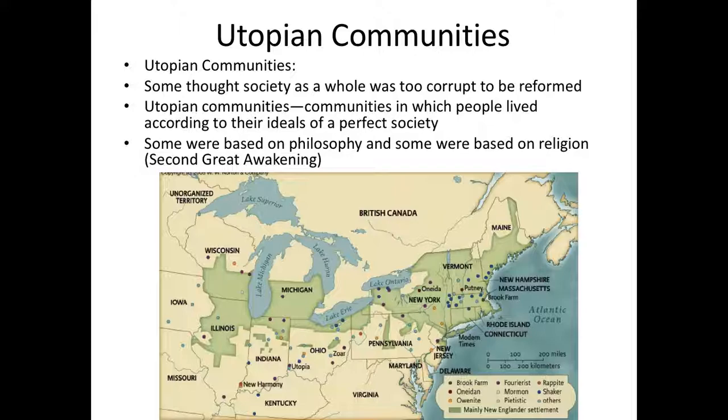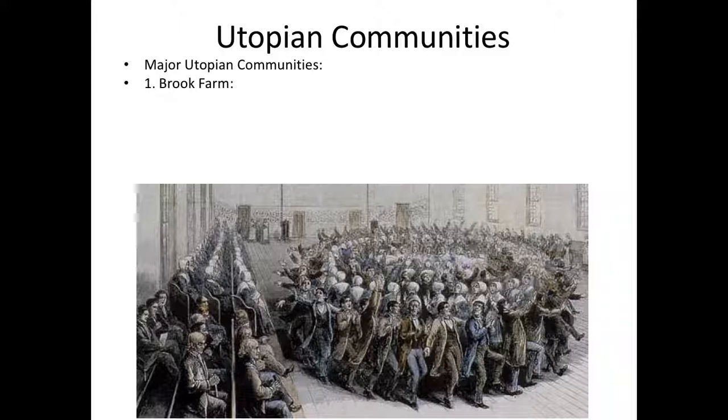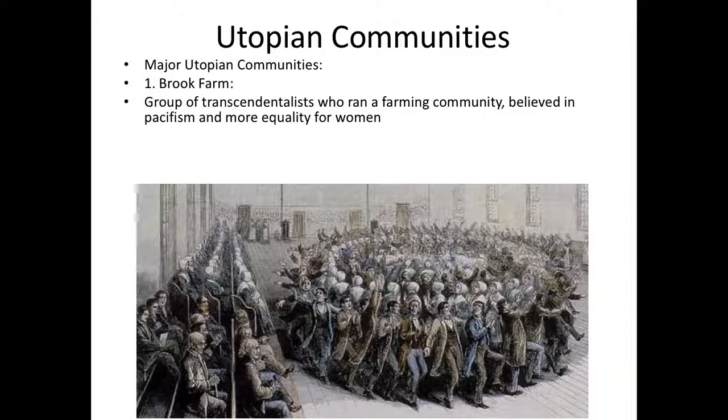So I'm going to talk about three major ones, and then I'll move on to the close of this lecture. So the first one will be known as Brook Farm, and that's not the subject of this picture. I'll talk about this picture in a moment. So Brook Farm will be a farm that forms, and it will be a group of transcendentalists, and they're going to run a farming community, and they are going to have some ideas that are kind of groundbreaking for their time. They are going to be complete pacifists, which they would have had in common with Quakers. Another thing that they would have in common with Quakers, but not many other groups, would be the idea of, if not complete equality for women, at least more equality for women.